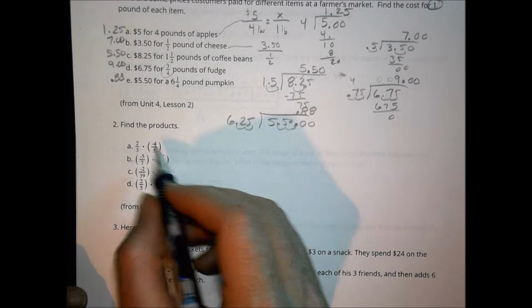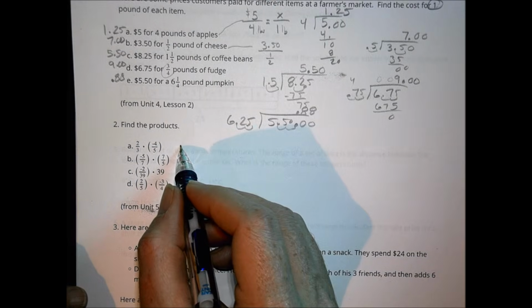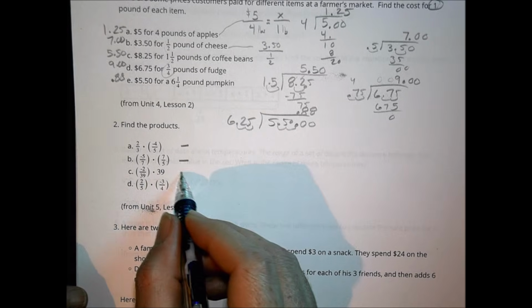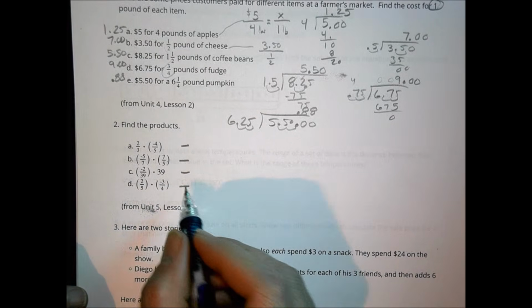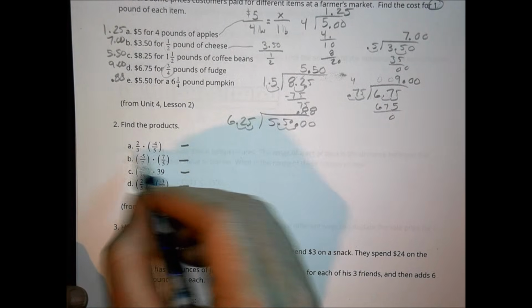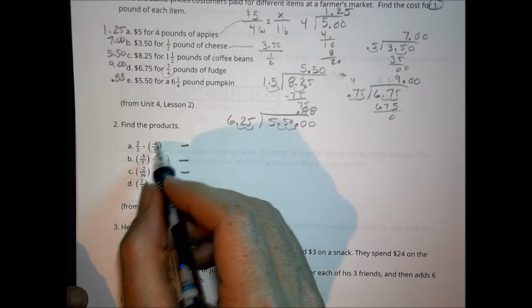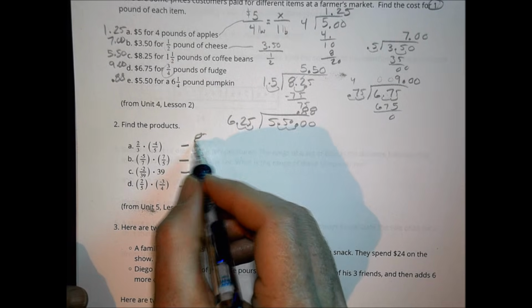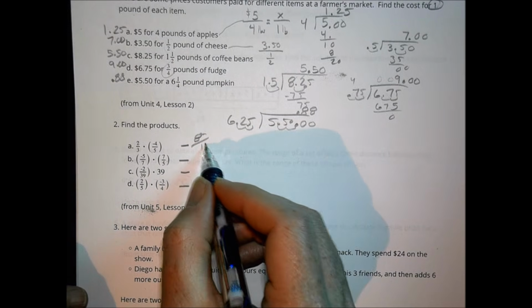All right, so first of all, I have positive and negative, so I'm going to have a negative answer. Negative and positive, I have a negative answer. Negative, positive, negative answer. Positive, negative, negative answer. So let's see if I can do any reducing first of all. Any reducing on the diagonal? Nope. Up and down vertical? Nope. So I'm going to have negative 8, which we already have, over 15 for the first one.